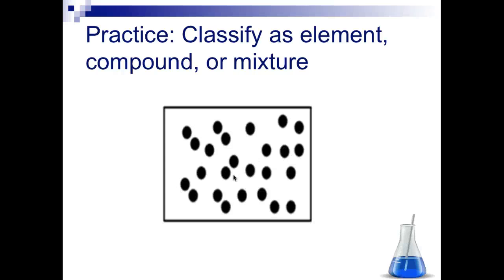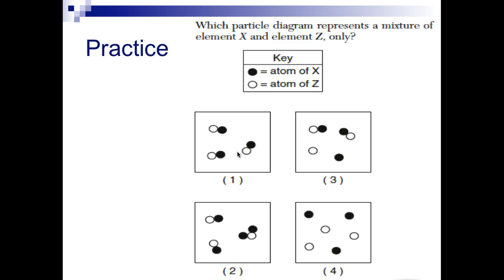What about this picture? What does this signify to you? What did you come up with? You should have come up with that this is an example of an element. All the black dots represent the same atom, and they're not attached to each other, so it's not a compound. There's not more than one kind of dot in this picture, so they're not a mixture.